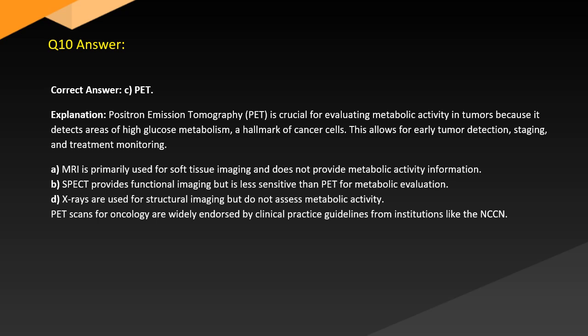A. MRI is primarily used for soft tissue imaging and does not provide metabolic activity information. B. SPECT provides functional imaging but is less sensitive than PET for metabolic evaluation. D. X-rays are used for structural imaging but do not assess metabolic activity. PET scans for oncology are widely endorsed by clinical practice guidelines from institutions like the SNMMI.